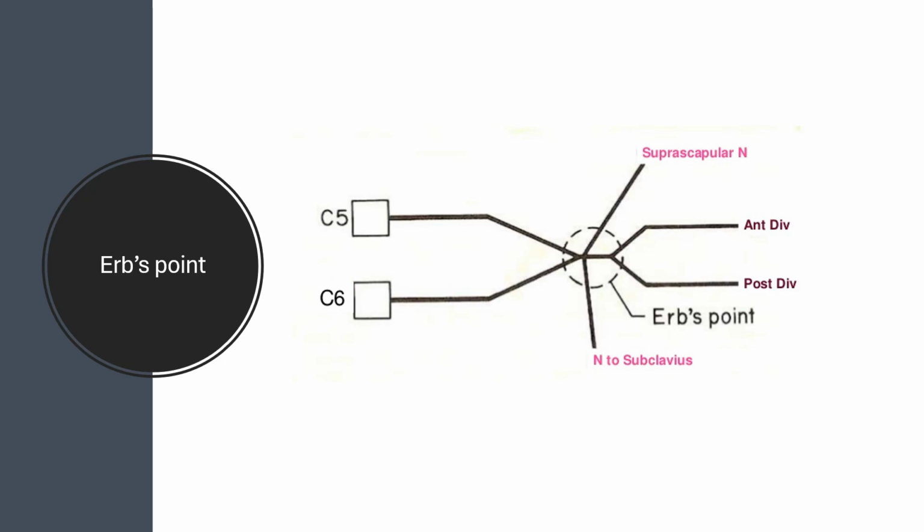It is the point where six nerves meet. So which are those six nerves? One is the ventral rami of C5 and C6. These two rami join to form the upper trunk, and the two branches given by the upper trunk are the suprascapular nerve and nerve to subclavius, and this trunk further divides into anterior division and posterior division. So it is the point where these six nerves meet: the ventral rami of C5, C6, suprascapular nerve, nerve to subclavius, and anterior and posterior division of upper trunk.